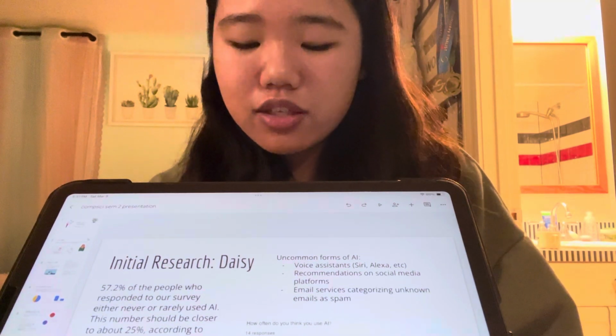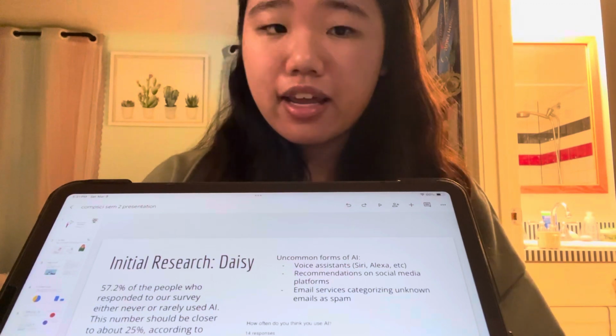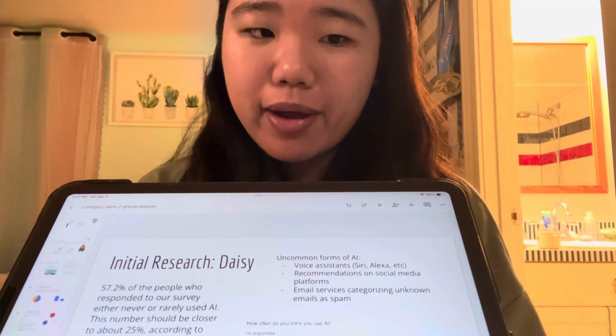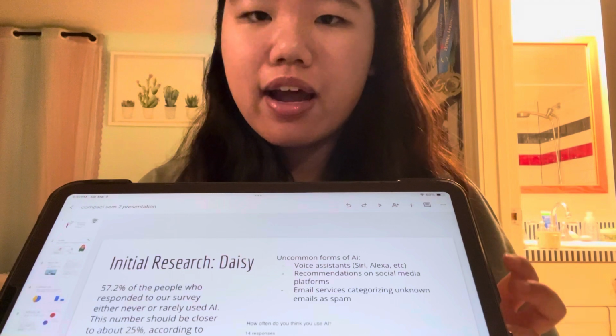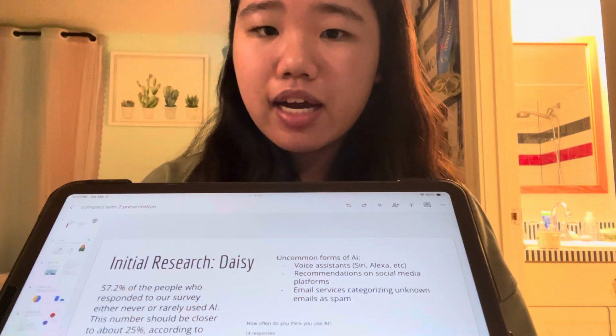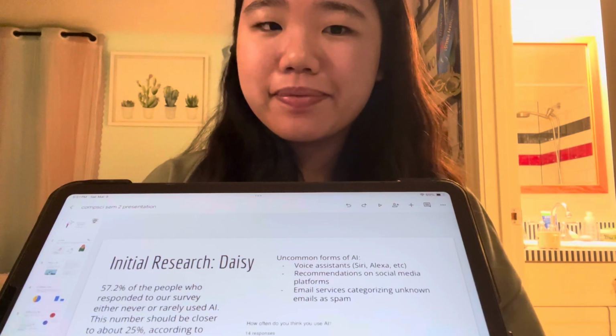A solution to bias in AI would be to first educate people on AI. Before we start unbiasing AI, we need to understand what exactly qualifies as AI and how they might be biased. And yeah.